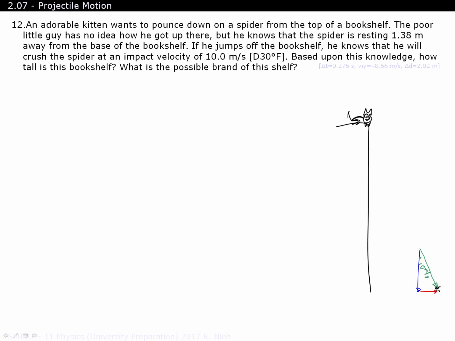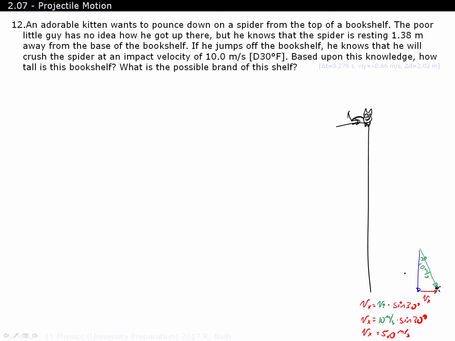Okay, so our angle is measured right over here for our 30 degrees. What this tells us is that our Vx, as it's opposite of the 30 degrees, is equal to our Vi times the sine of 30 degrees. So Vx is equal to 10 meters per second times the sine of 30, which is equal to 5 meters per second.